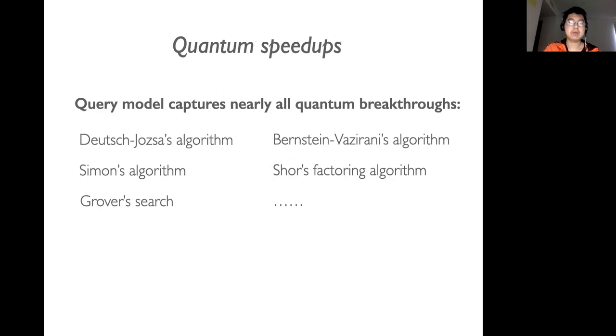The query model plays an important role in quantum computing. It captures nearly all quantum breakthroughs. Here I list a few well-known algorithms, including Shor's factoring algorithm and Grover's search algorithm.